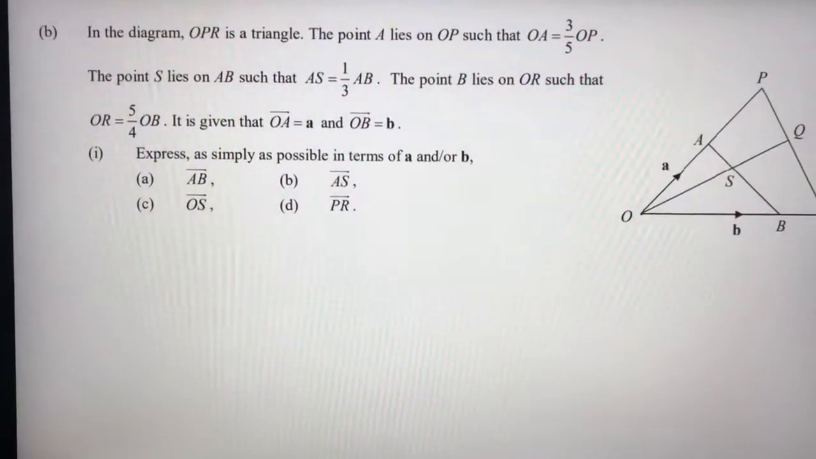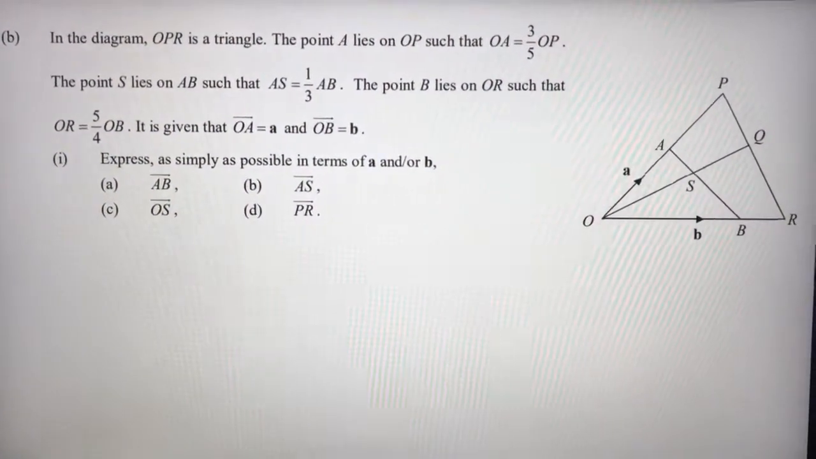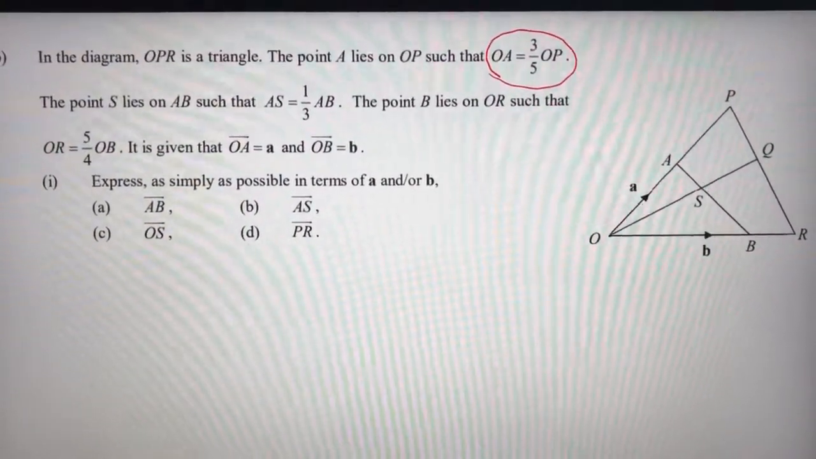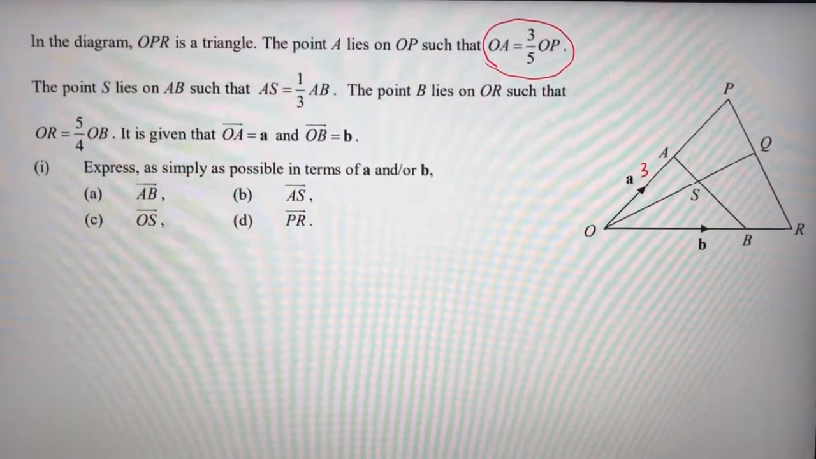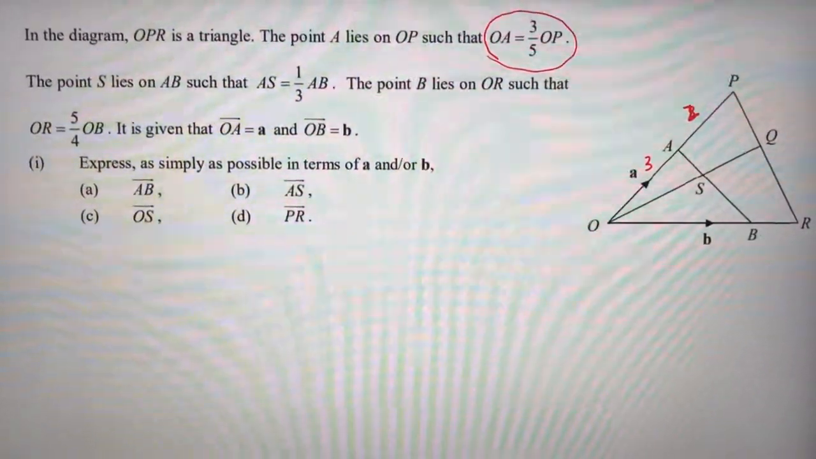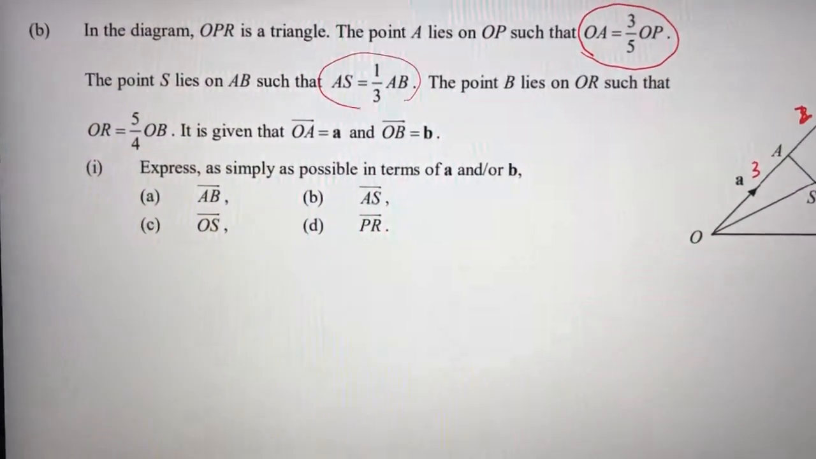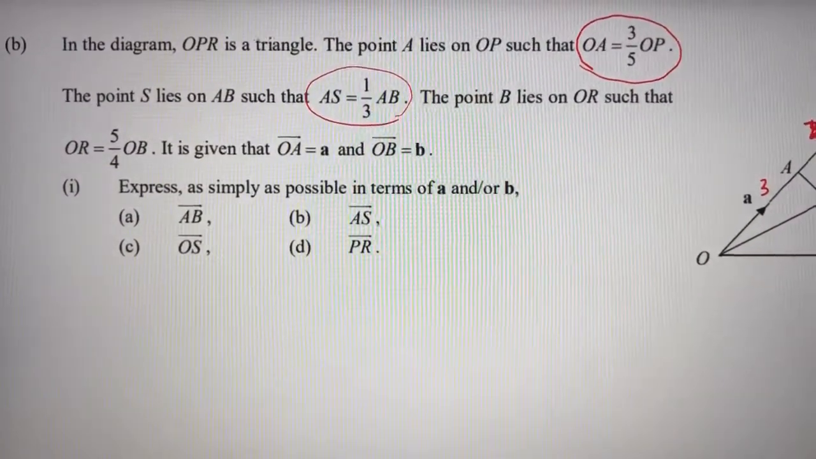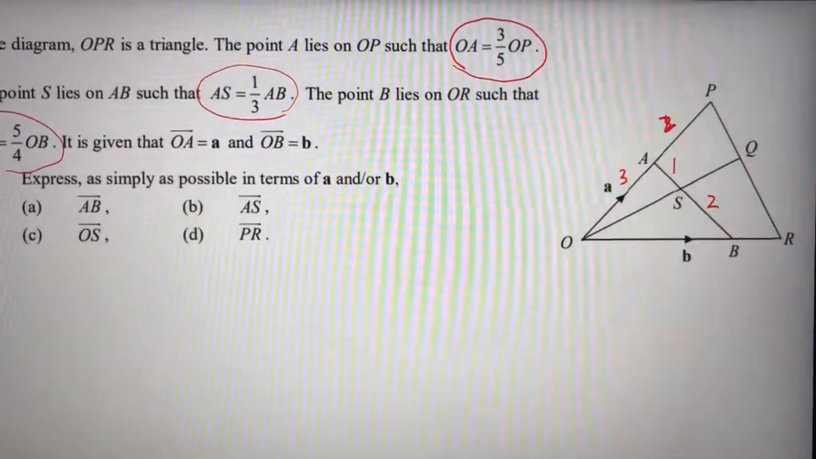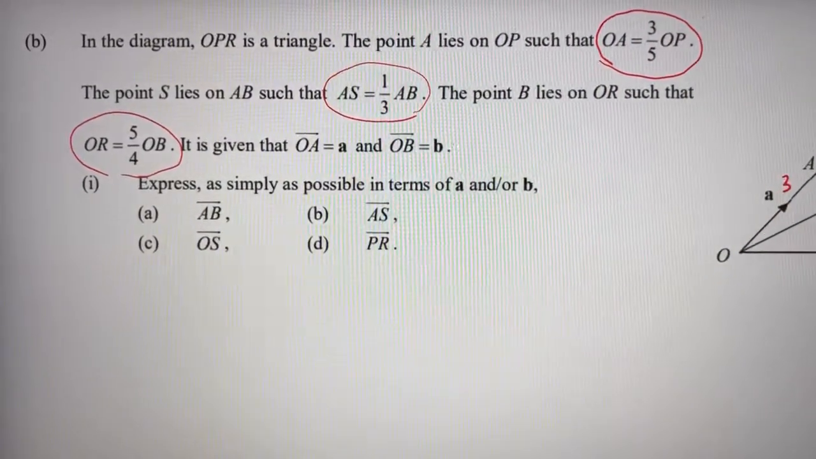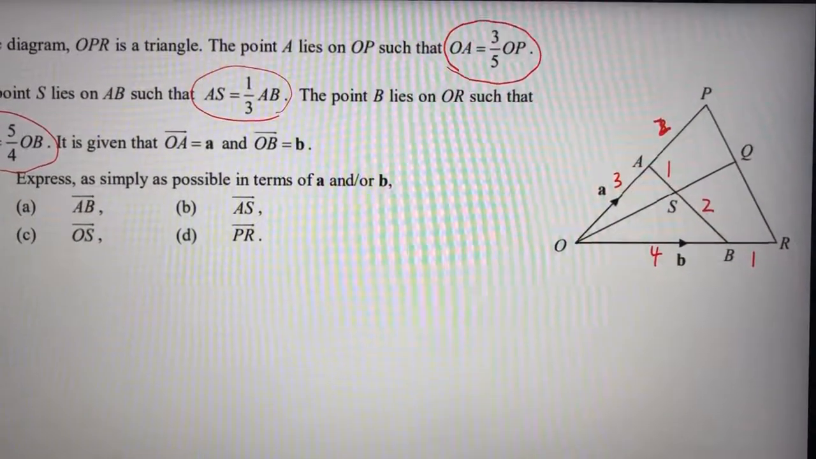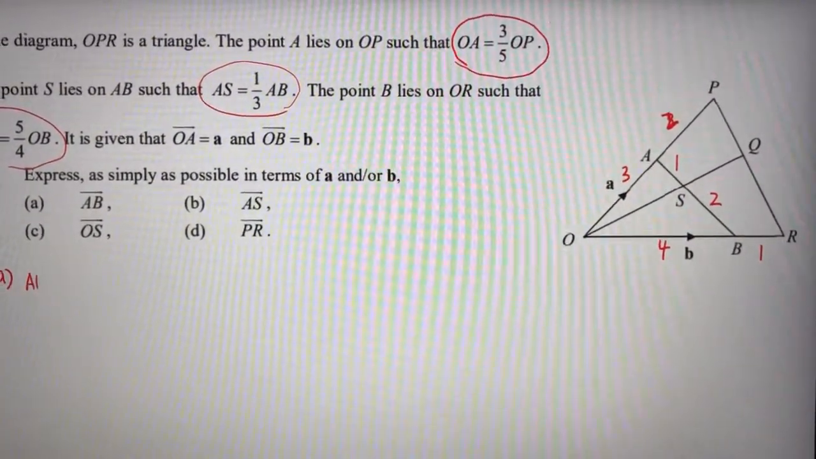Part B. The question actually gives us a few relations with regards to the length. So let's take a look at them one by one. OA equals 3/5 of OP. We can label it as OA 3 units in length, AP 2 units in length. The second relation, AS equals 1/3 of AB. We can then again label AS is 1 unit, SB is 2 units. And lastly, OR equals 5/4 OB. We can then say that OB equals 4 units versus BR equals 1 unit.